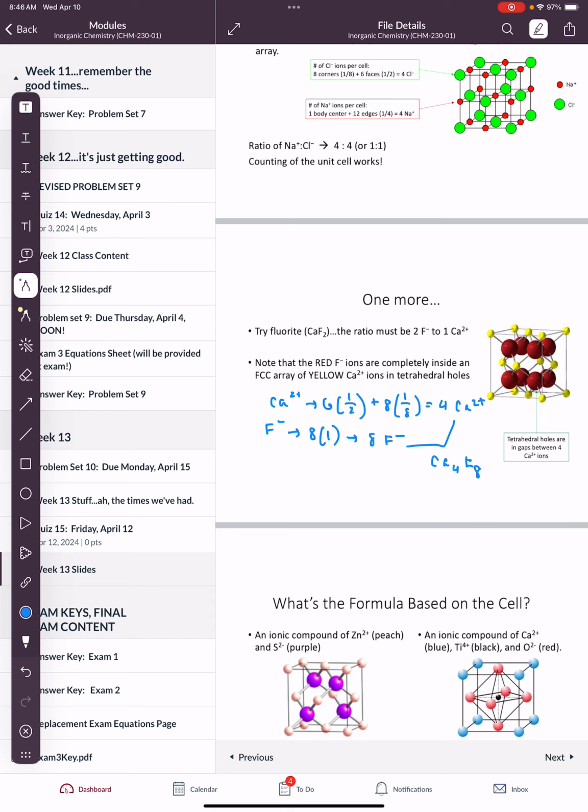Remember that we always report an empirical formula for an ionic solid. So that matches the unit cell for the formulation of calcium fluoride. Questions about that?